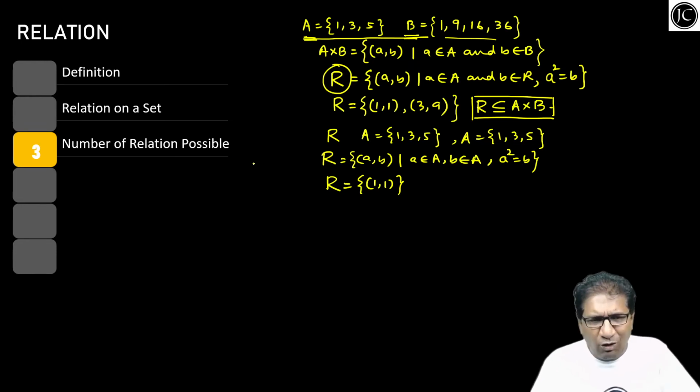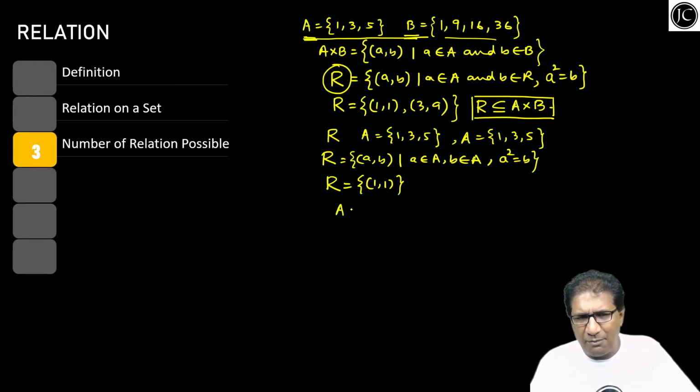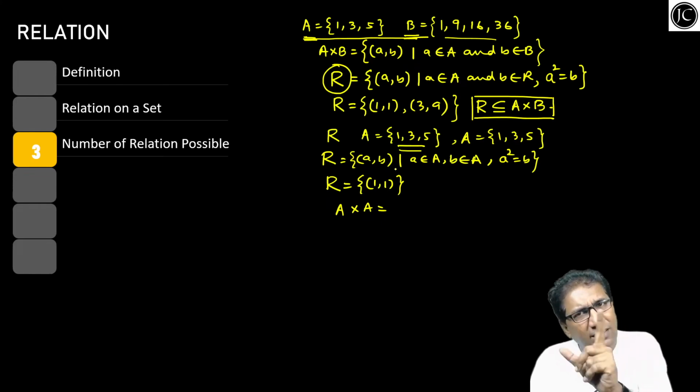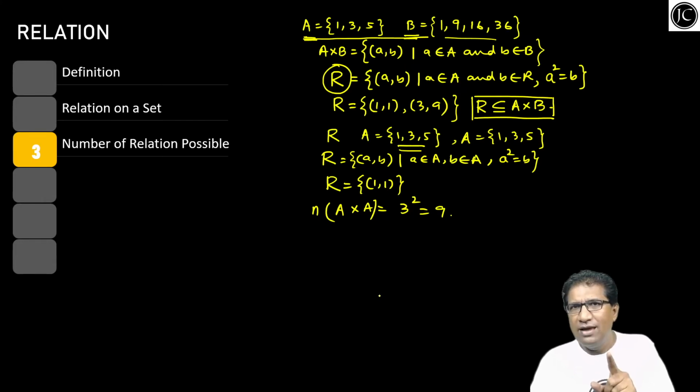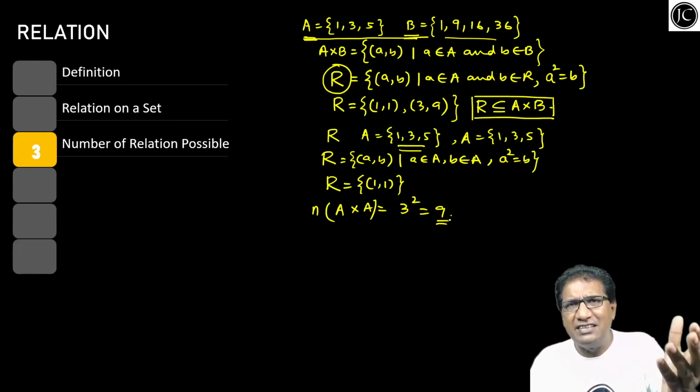Children, tell me, A cross A is a very simple thing. How many total elements will be in A cross A? What is the cardinal number of set A? 3. So what will be the number of elements in A cross A? It will be nothing but 3 square, that is 9. Yes or no? In the Cartesian product of two sets, we are going to have 9 elements.